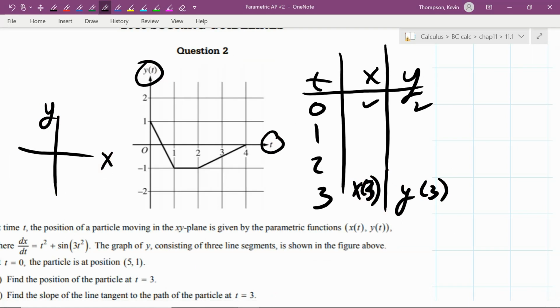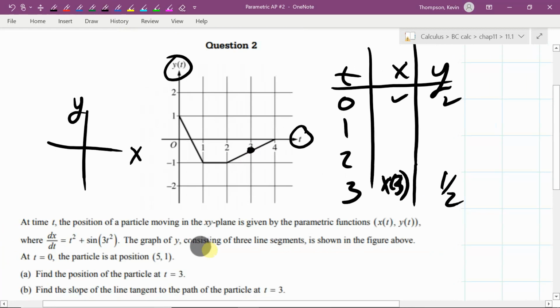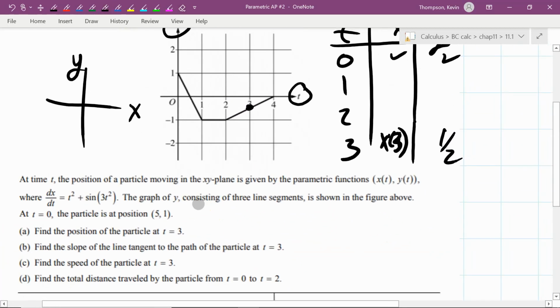Now the y is actually pretty simple. What's y of 3? It's a half, right? It's this point right here. So that part is easy. The other part, I need to do a little bit of work. They're telling me that this is dx/dt. So I'm definitely going to need to integrate. I'm going to have to integrate this to go backwards to figure out what x is.